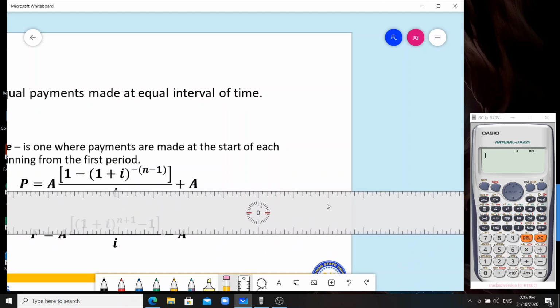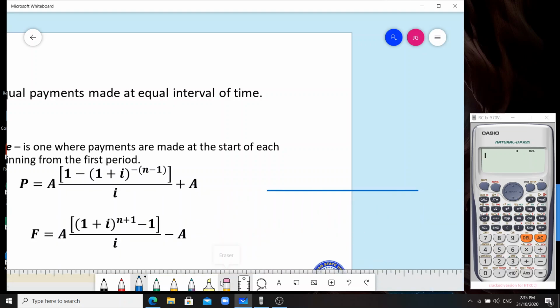So kung gagawa natin siya ng cash flow, okay. For example, for 5 years, yearly, so 1, 2, 3, 4, 5. Okay. And ayan. So sa ordinary annuity, ang payment natin is nandito. Tama? So, ito yung ika 1, ika 2, 3, 4, 5.